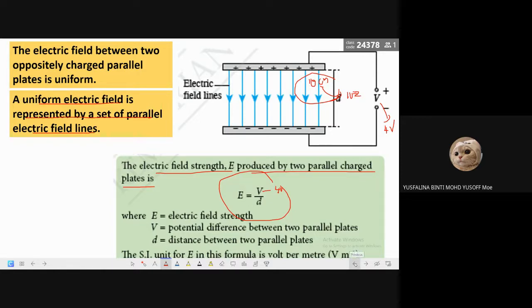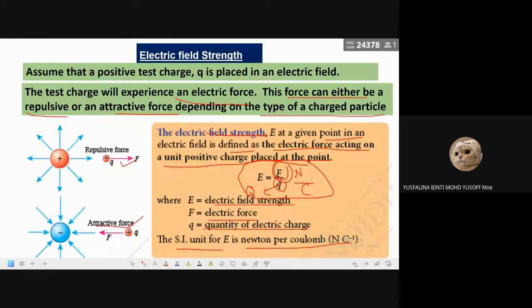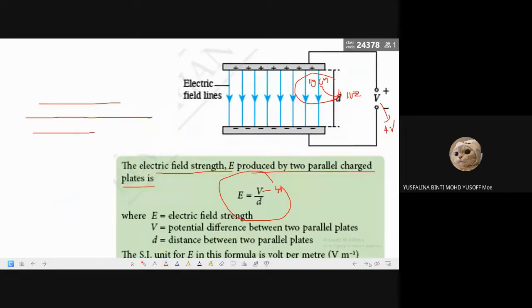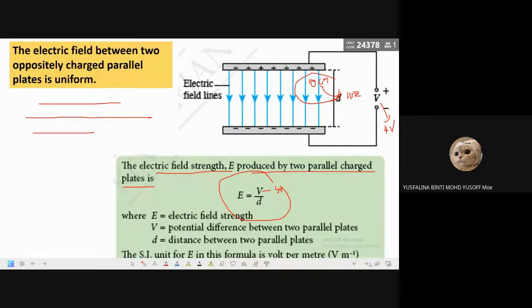So it's different if you want to calculate for the point charge. For the point charge, E equals F over Q. Q is the quantity of charge in coulomb, and F is the force, whether the repulsive force or the attractive force. So this is for the point charge, but this one is for the plate: E equals V over d.